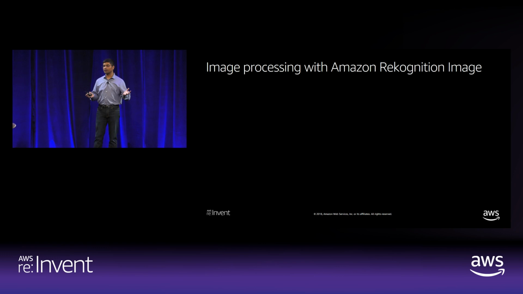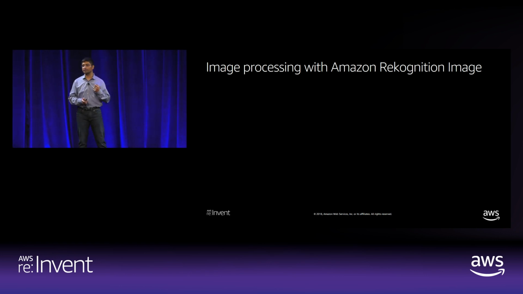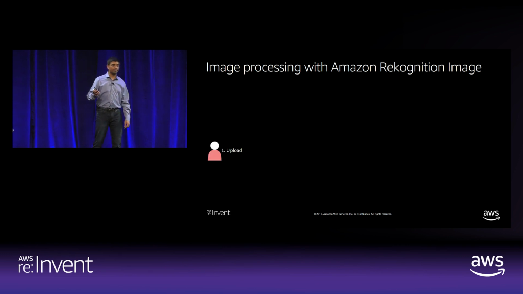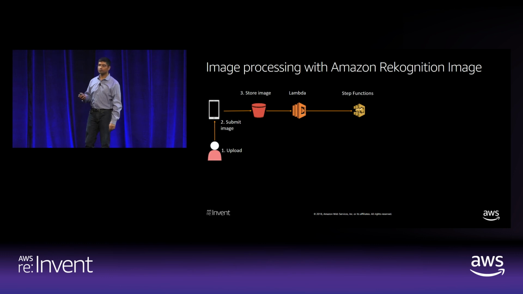Let's start first with an image processing example. Imagine you have a website, you allow users to submit images, you share that with your friends and family. You might want to search for those images based on keywords and content inside those images. So the process starts with a user uploading that. It ends up in S3, and now we trigger a Lambda function, which starts off a step function workflow.